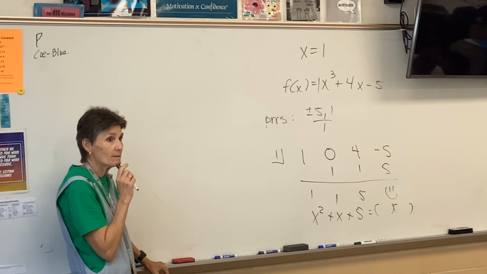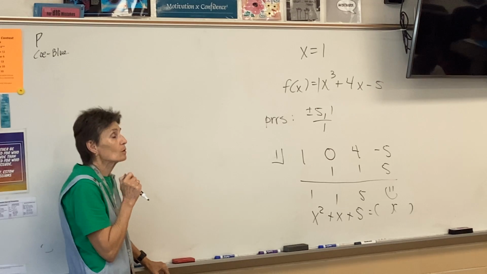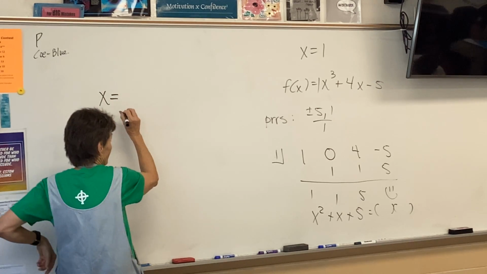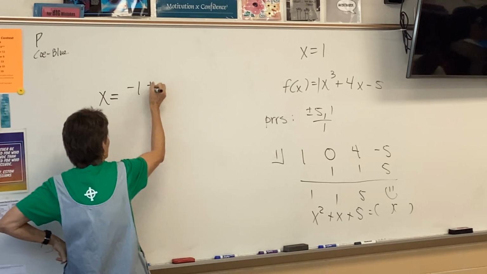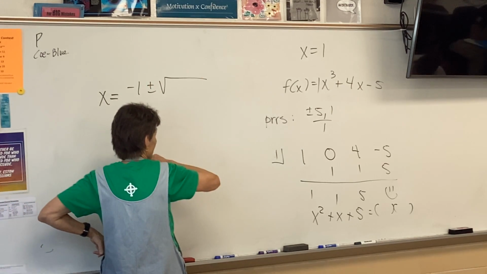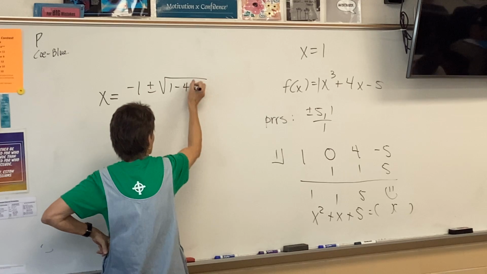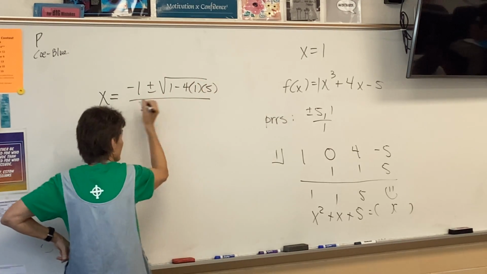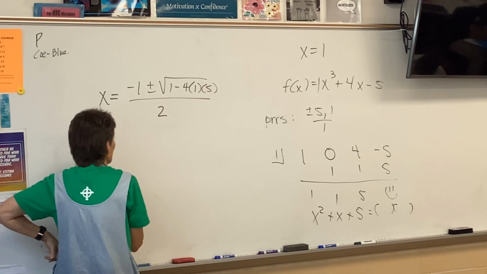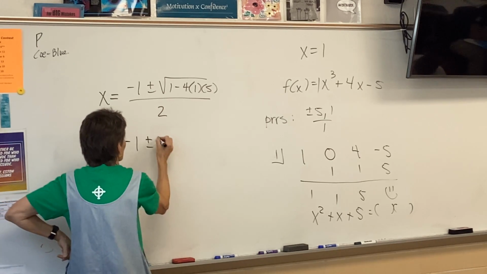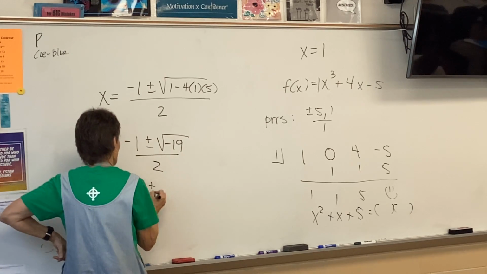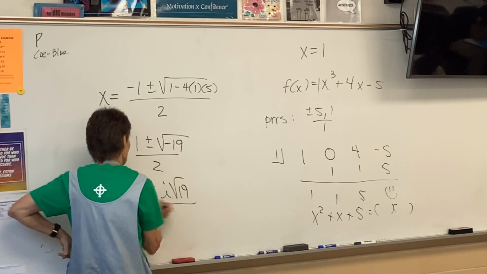I'm trying to find my zeros. Quadratic formula. So x equals negative b plus or minus the square root of b squared minus 4ac. Ooh, I'm gonna get imaginary numbers. That's okay. Did you get negative 1 plus or minus i root 19 over 2?